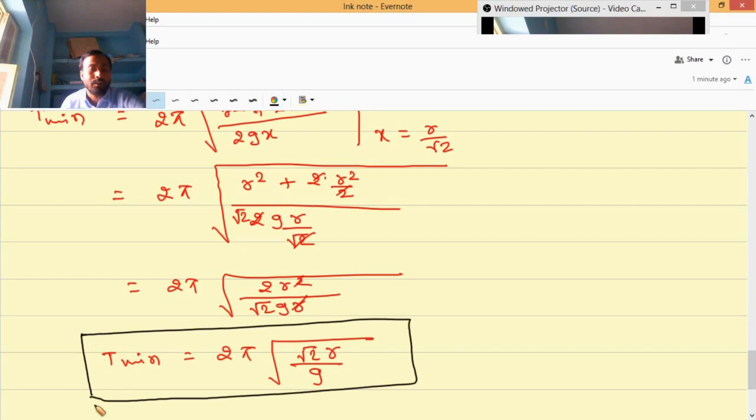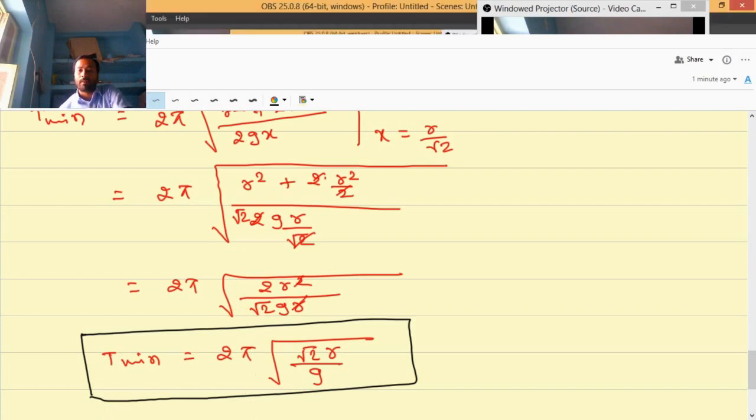So let us match the answer first. This is the 50th problem, so it will be 2 pi under root 2r divided by g. So this is the solution for the 50th problem. So in this way we solved our 50th problem. So thank you.